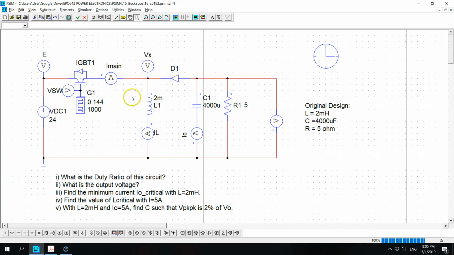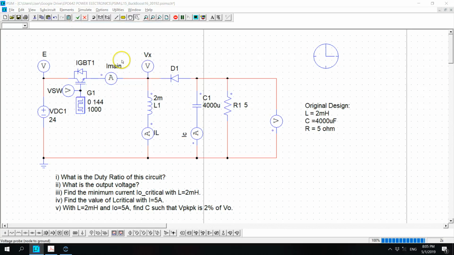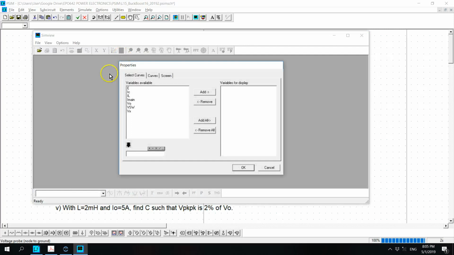This is an original circuit. So what is the duty ratio? It is 0.4. What is the output voltage? It is 16 volts. So can I simulate that and see, do we get that 16 volt at the output? Right, so V out, look at the IL to see whether it's in continuous or discontinuous operation, to confirm that it operates under continuous current mode. And this is my V out.